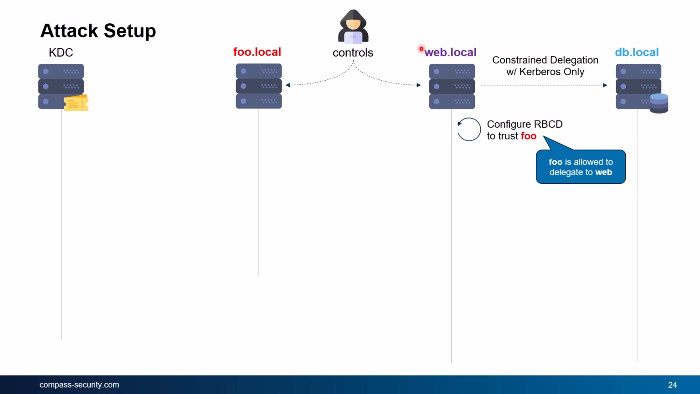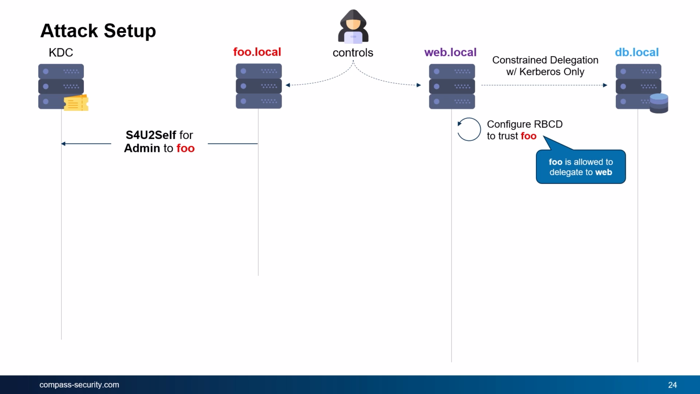Again, remember, we can configure that on web.local because the configuration of RBCD only needs write permissions on that respective object. Now, with that in place, we can start the abuse flow. Since the attacker also controls foo.local, so any other system within the domain, we can then from that system start to perform the impersonation flow.